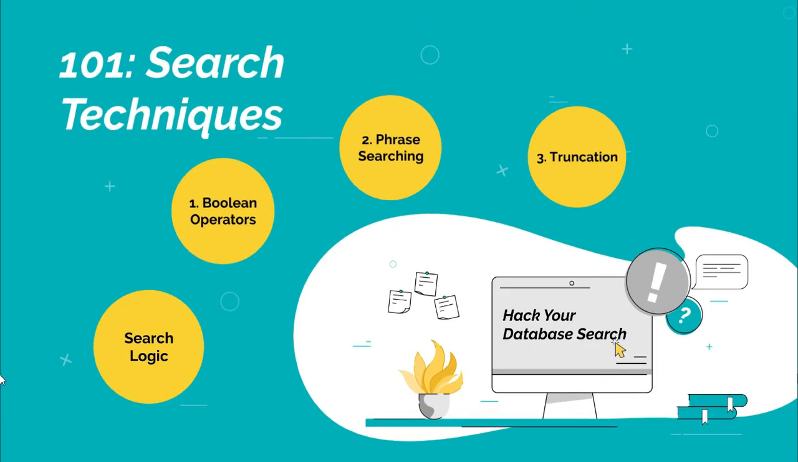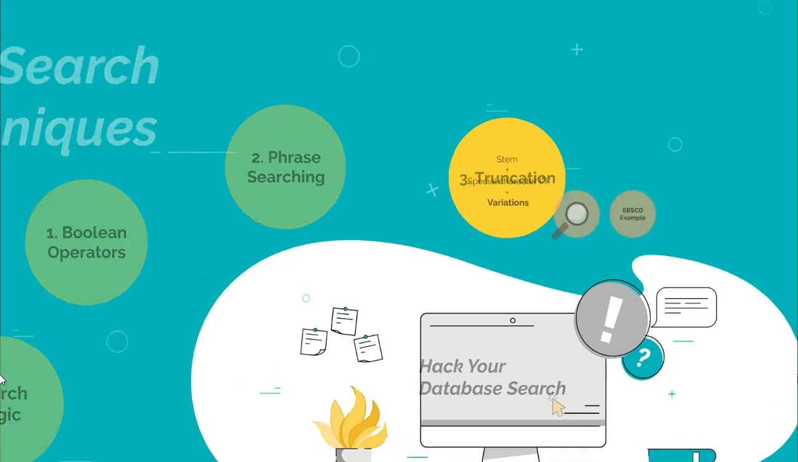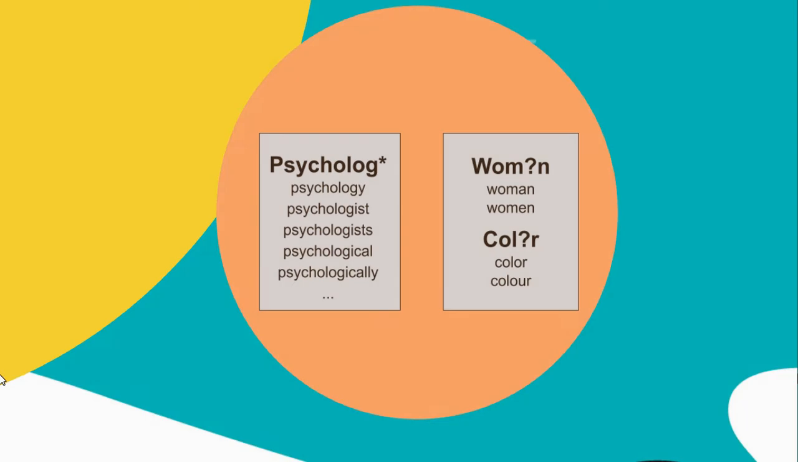Lastly, truncation is a search technique that involves shortening a word into what's called a stem and putting a special character, often an asterisk, at the end. This tells the database to give you results that include variations of that word, which can be helpful in many ways. For example, when you want to search for both the singular and plural versions of a word, or other alternative endings, like this example, by truncating, I can find psychology, psychologist, psychologists, psychological, etc., instead of having to search each one individually.